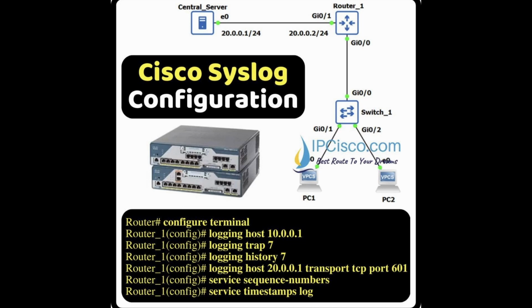Syslog can be used to set up alerts for when certain events occur. For example, you can set up alerts to notify you when a system has been accessed by an unauthorized user or when a certain threshold has been exceeded. This kind of alert can help you quickly respond to potential security threats.